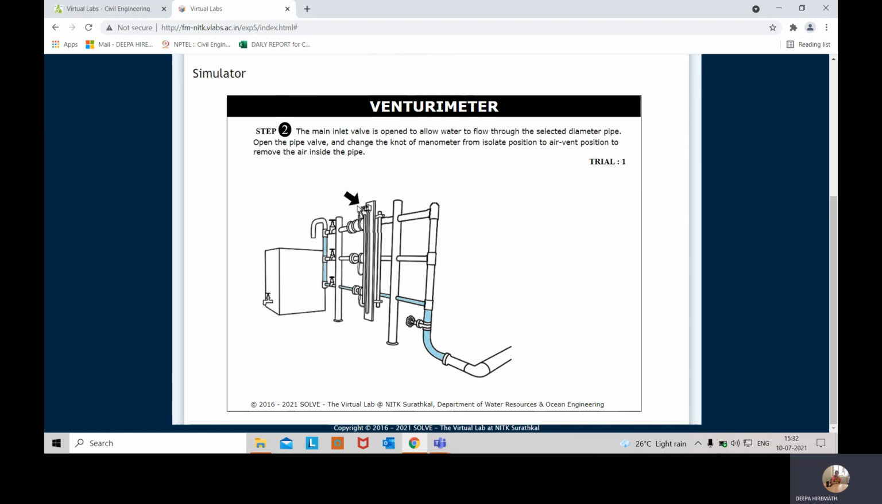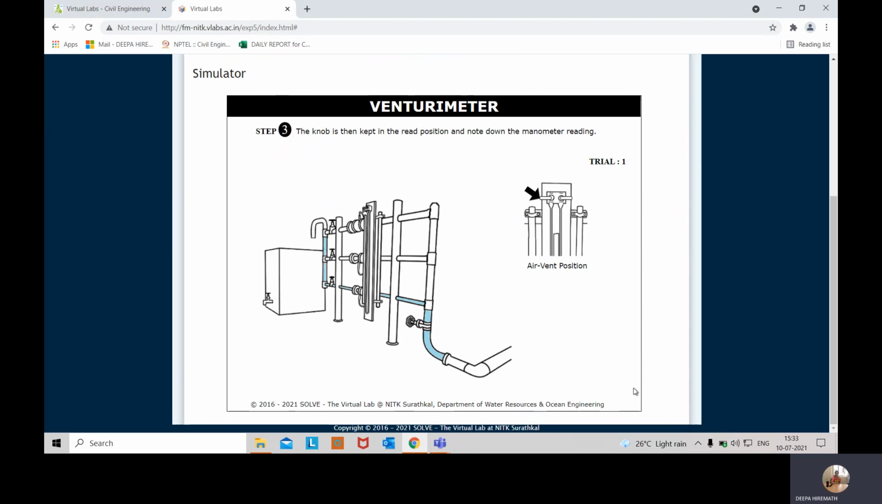So after that, this is an isolated position. I'm going to make it the air vent position. So this is the air vent position. If this is done, the water and air present in the pipe will be removed.